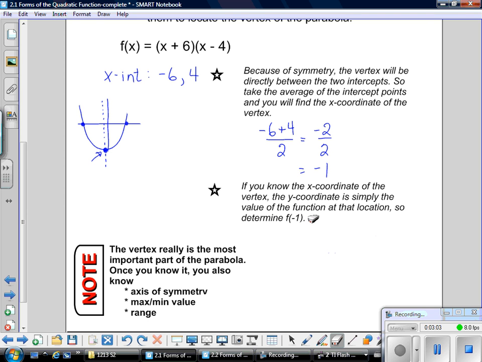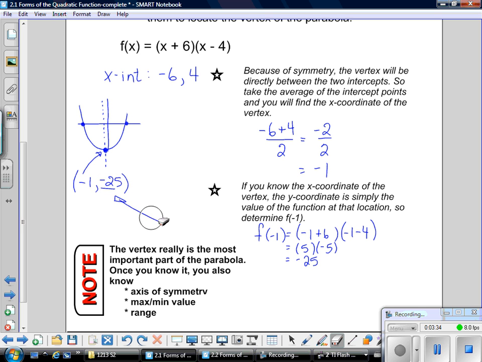So what we have to determine is f at negative 1. So we have our equation up here, and so we're going to go f at negative 1 equals negative 1 plus 6, and then negative 1 minus 4. So that's really arithmetic that we're doing. So negative 1 plus 6 we know is 5, and negative 1 minus 4 is negative 5, which equals negative 25. So my vertex then becomes negative 1, negative 25. Okay, so that's where we're getting it from.